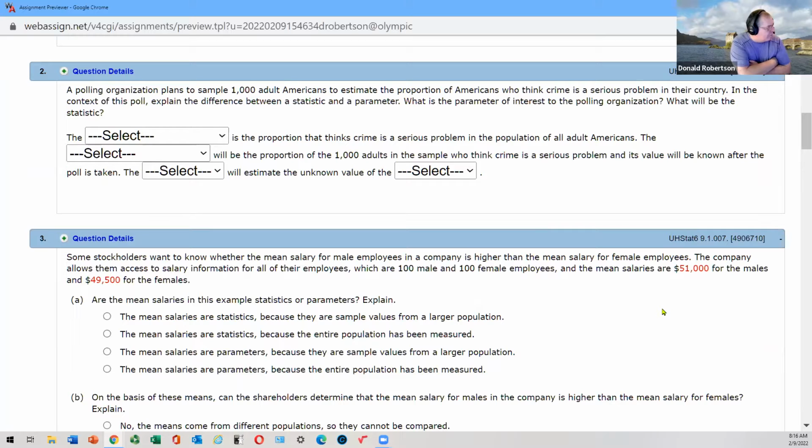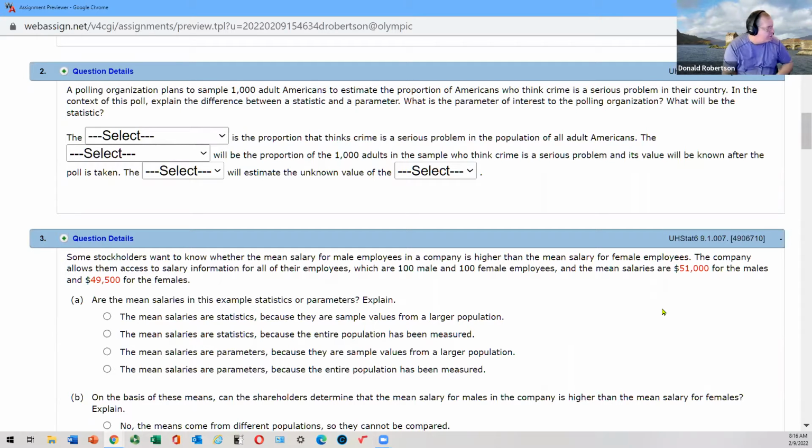Okay. A polling station plans to sample 1,000 adults, right? So we know we're talking about a sample here. And they want to do it to estimate the proportion of Americans who think crime is a serious problem in this country. In the context of this poll, explain the difference between a statistic and a parameter. And what is the parameter of interest to the polling organization? And what will be the statistic?